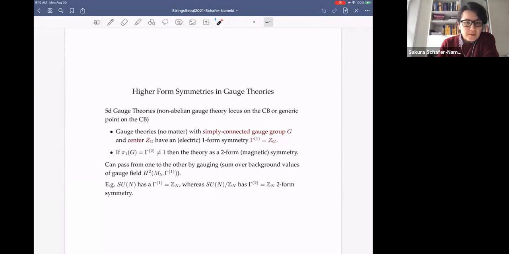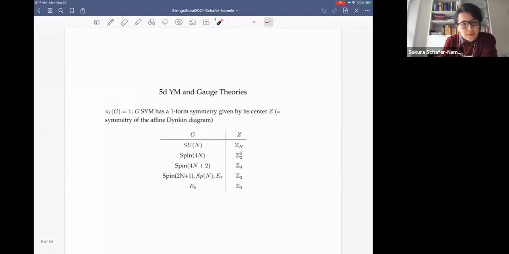Now, if the group is not simply connected, in five dimensions we get a two-form symmetry group. So dual to the one-form symmetry is a two-form symmetry. We can pass from one to the other by gauging, and so summing over these types of background fields. In five dimensions, once I gauge a one-form symmetry, I go to a two-form symmetry and vice versa. So that's a purely gauge theory point of view. If we have a simply connected gauge group, pure Yang-Mills theory, these are just the center symmetries, and there's nothing more exciting going on.